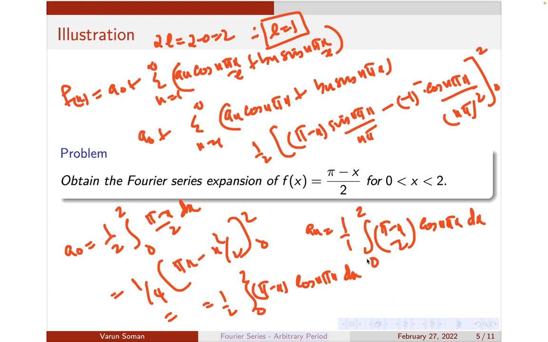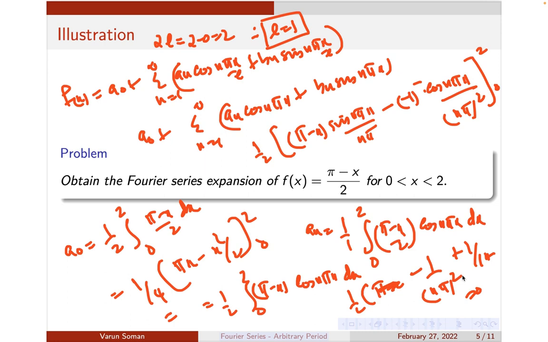Now apply this limit here. When you apply 2, it will be 1 by 2 into pi minus 2 into sin 2n pi. Sin 2n pi is 0, so this becomes 0. Here it becomes minus cos 2n pi, which is 1, so minus 1 by n pi the whole square. When you apply 0, this becomes 0 and this becomes 1 again, so because it's the lower limit it becomes plus 1 by n pi square. So I think the value of an is actually 0.